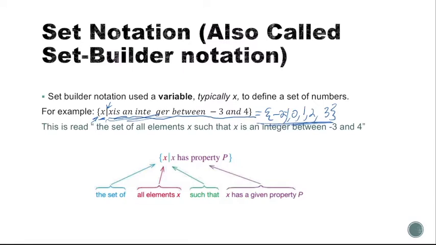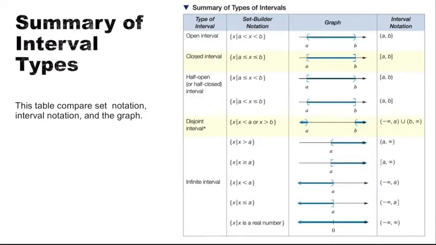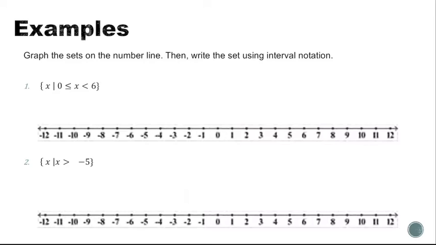So here's a summary of interval types, what they look like in set notation compared to what they look like in interval notation. This is a really good reference. Maybe you want to take a screenshot of this or make sure you have this in your notes, because we're going to work through a couple examples. So let's graph these sets on the number line, then write the set using interval notation.